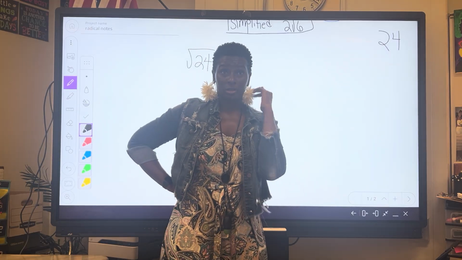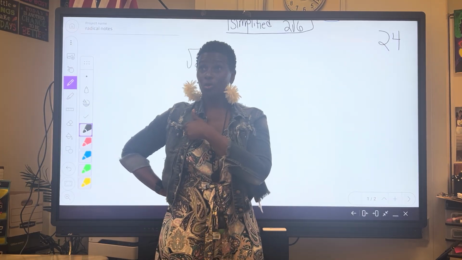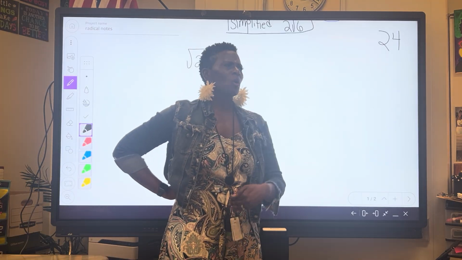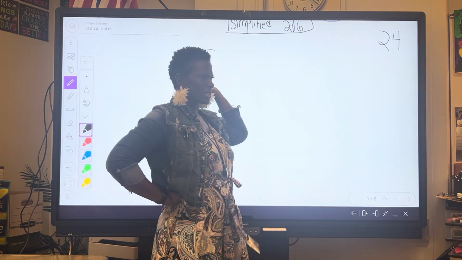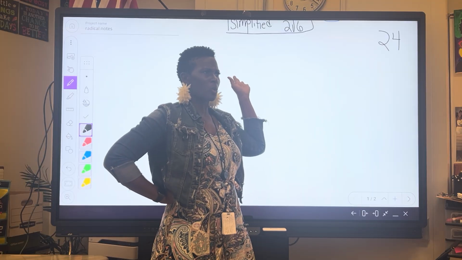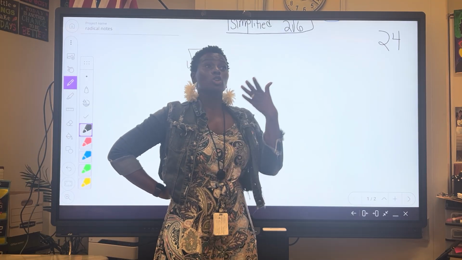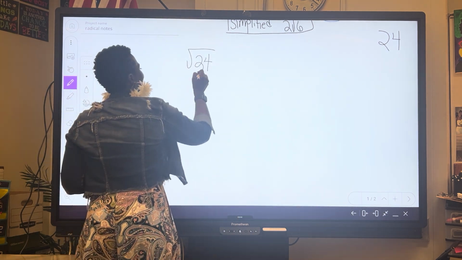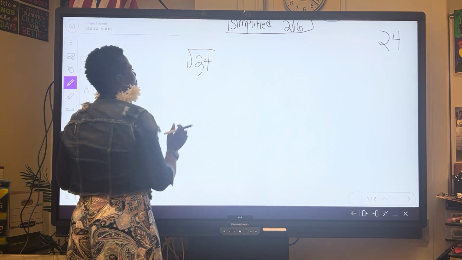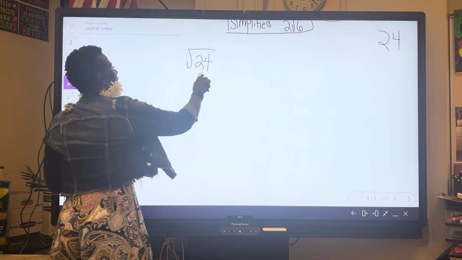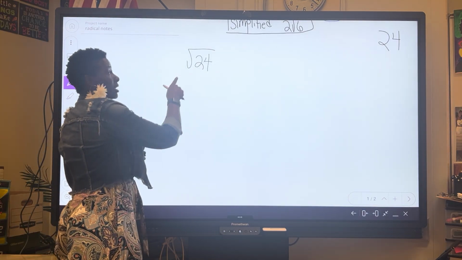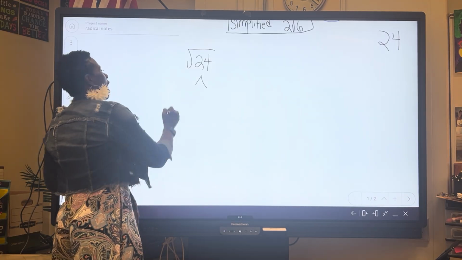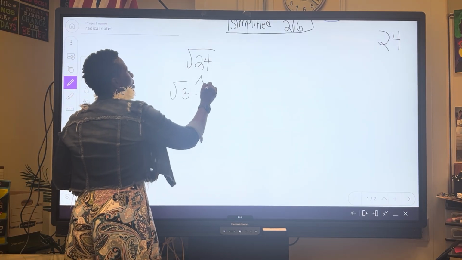3 and 4. 6 and 2. 1 and 12, right? Try to lean away from the 1 and something because it's going to end you up in the same spot, right? You still got to simplify 12. So let's try to break it down. So let's maybe do 6 and 2 this time, okay? Not 6 and 4. We did 4 already. 3 and 8, right? So we got radical 3 times radical 8.